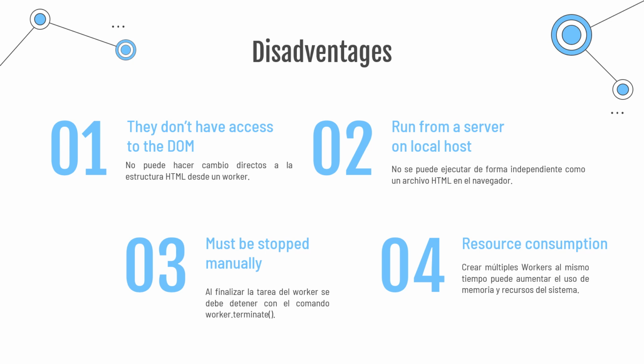Disadvantages. First, they don't have access to the DOM. Since web workers run in a separate thread, they don't have access to the main thread's DOM, meaning they can't directly update the user interface. However, they can send data back to the main thread, which can then update the UI accordingly.